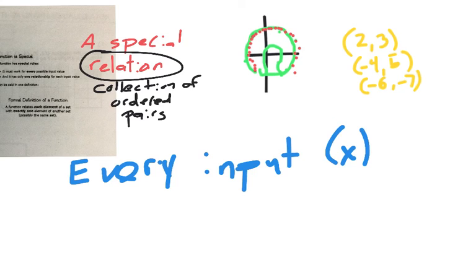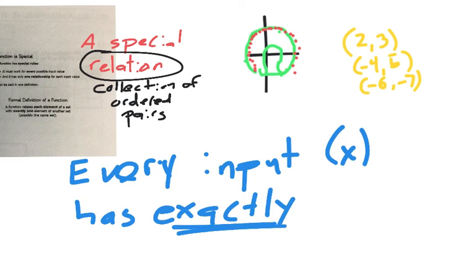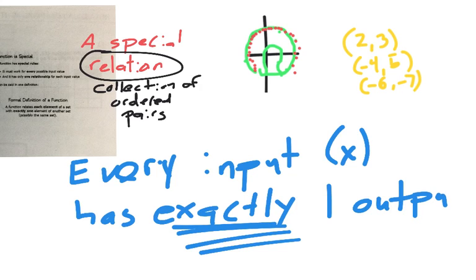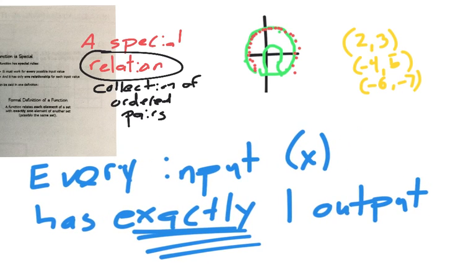So every input, X, has exactly one output. And so which variable do you think is the output variable? Y. So again, this is not necessarily the definition that's on your paper, but this is my definition. If somebody were to come up to me and say, Mr. Coots, what's a function? I would say it's a special kind of relation where every input has exactly one output.